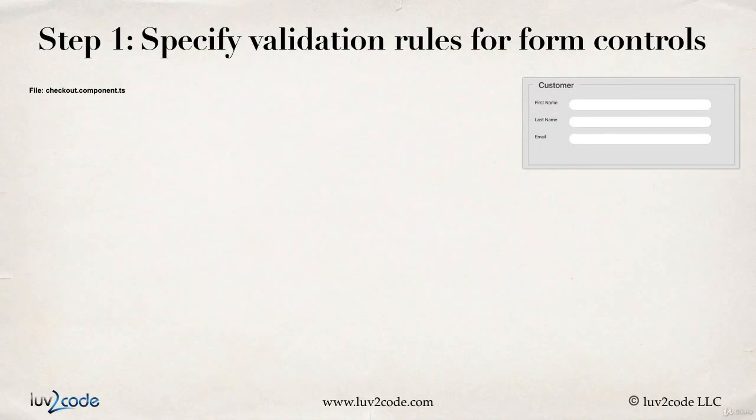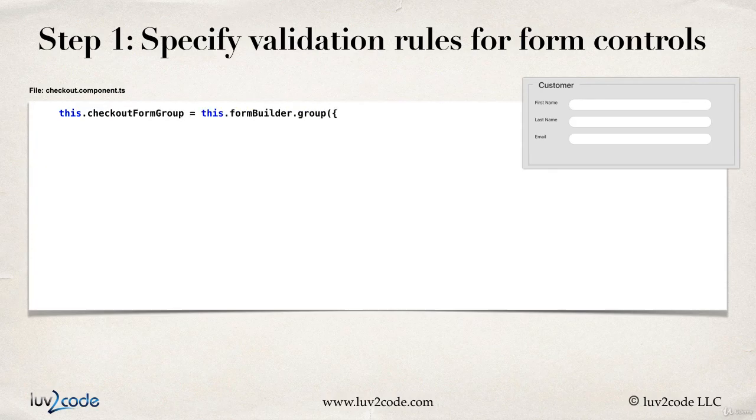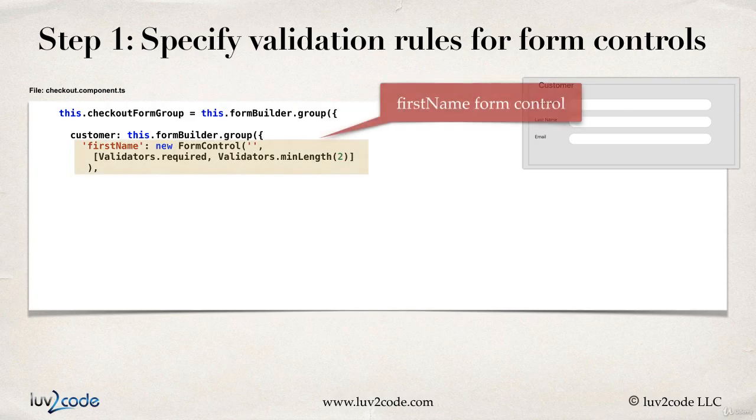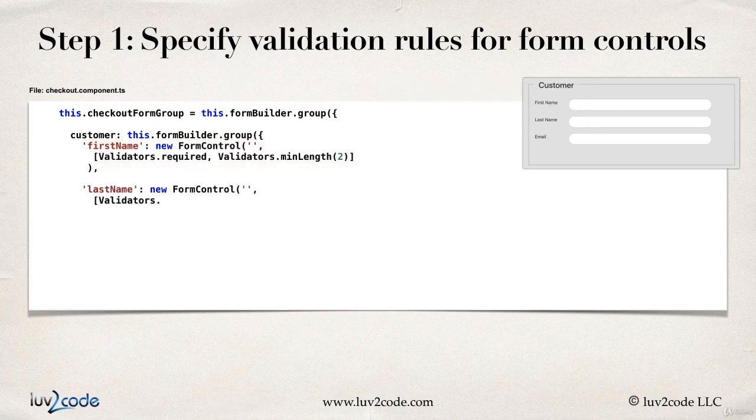All right, let's pull this together with an example with our checkout form. We have our checkout form group. We have this customer form builder group, and then we make use of firstName, new FormControl, empty string, and then we give our validators: Validators.required, and also Validators.minLength of 2. That's for the first name control. Then we do the same thing here for last name: Validators.required and minLength of 2.